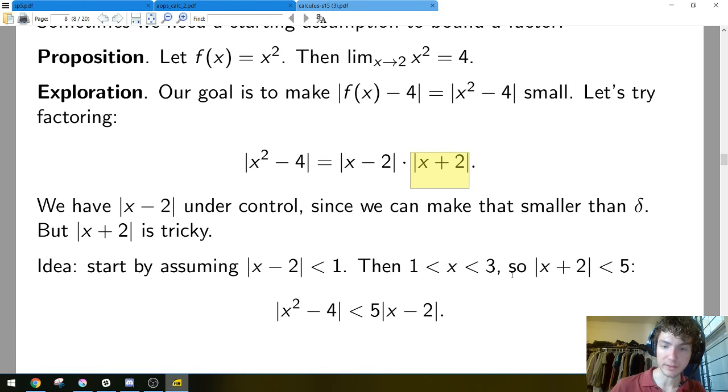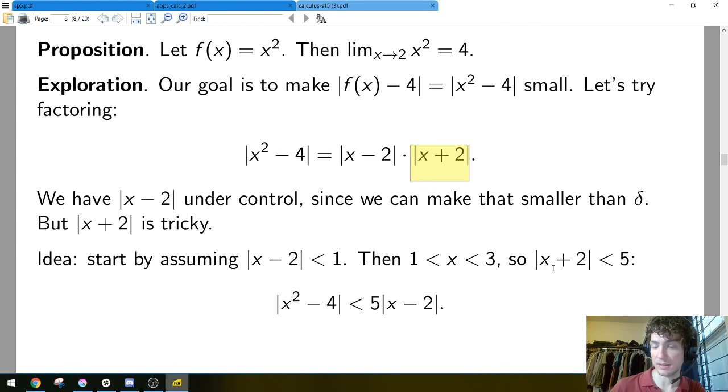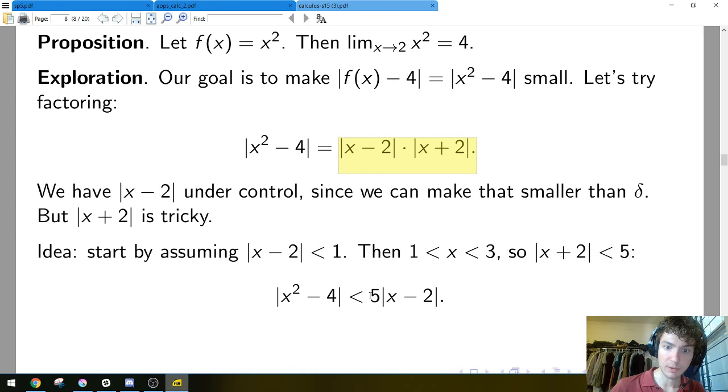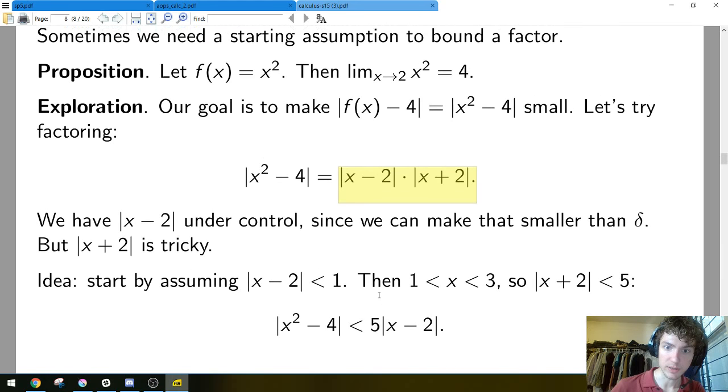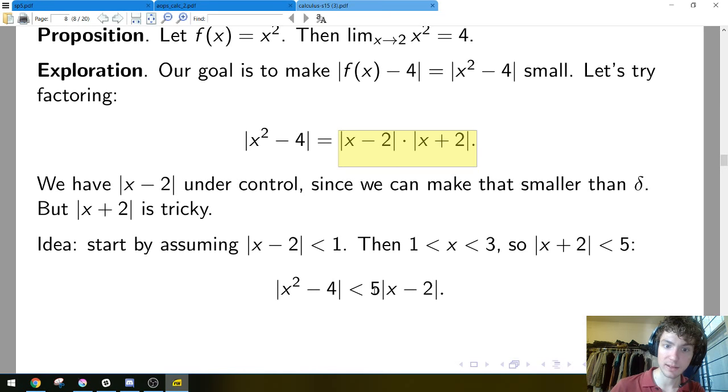So if x is between 1 and 3, the biggest that the absolute value of x plus 2 could possibly be is 5, since the biggest value of this thing occurs when x is 3. So it's upper bounded by 3 plus 2, which is 5. Under that assumption, we can replace the right-hand side of this factored expression with an upper bound of 5 for the x plus 2 term. This is very common in showing that limits exist: you need to think of some idea to bound a term whose behavior you don't understand. So here we bounded x plus 2 by 5 and just replace that.